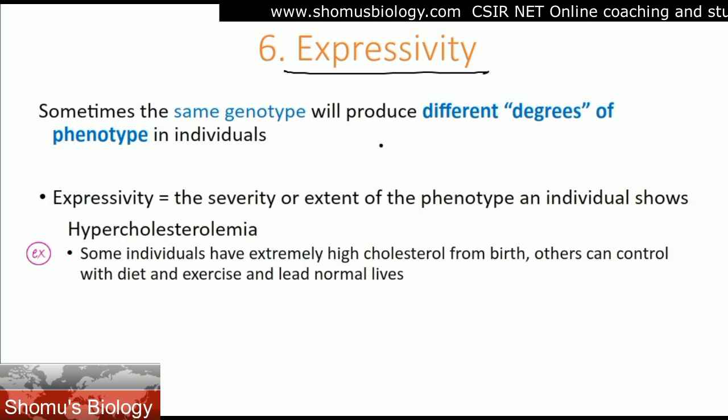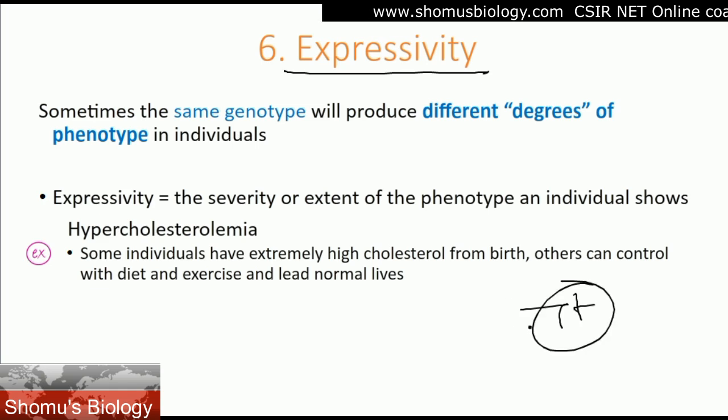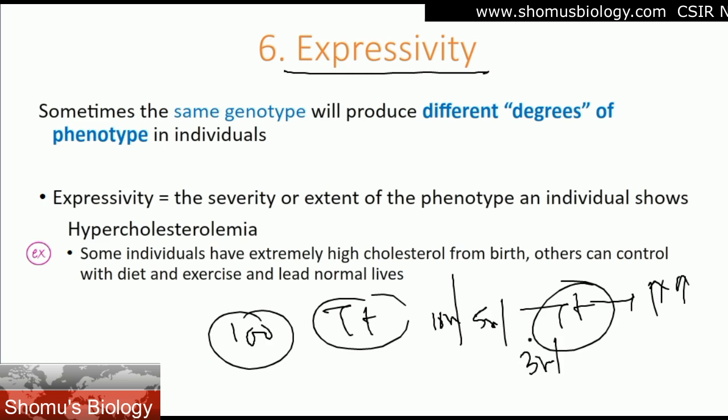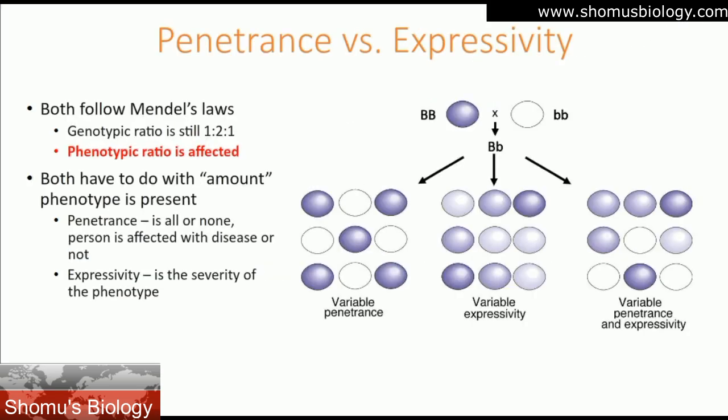Another term is expressivity. Expressivity is simply known as the degree of a phenotype in an individual. Now let's say capital T capital T is tall, capital T small t is also tall. But how tall? Let's say 100 plants all have the same genotype, capital T small t. But still, a few plants will be 10 meters tall, a few plants will be 5 meters tall, a few plants will be 3 meters tall. So although they have the same genotype, due to different reasons, the phenotype that they show will not be exactly the same. In fact, the phenotypes are different. So the degrees of expression are different.